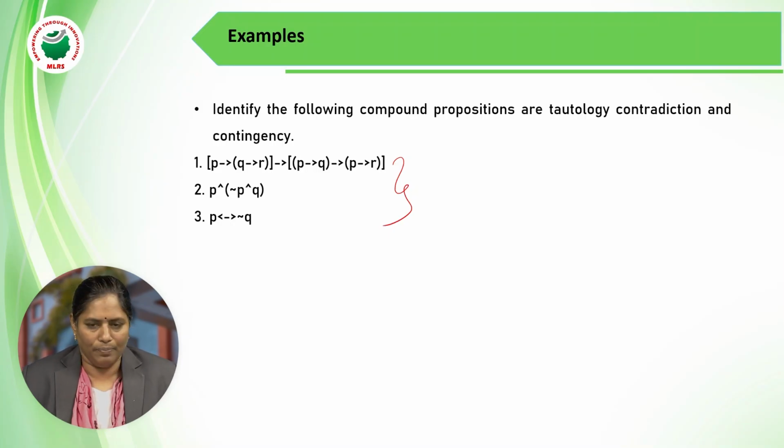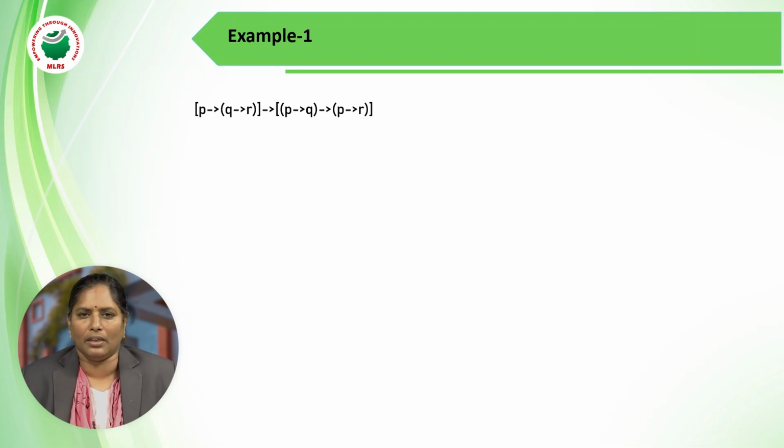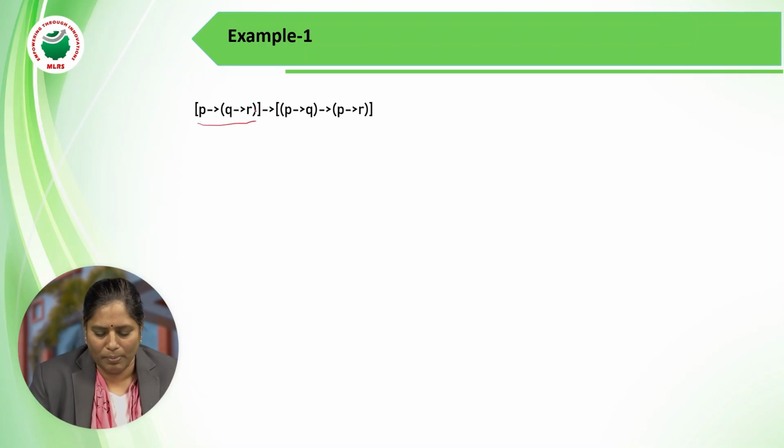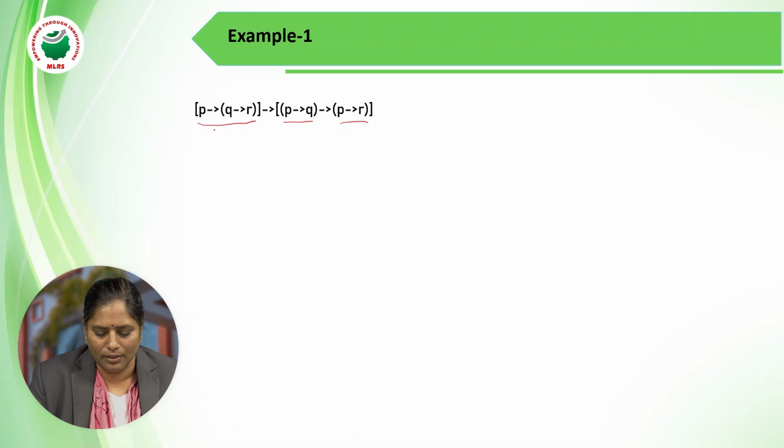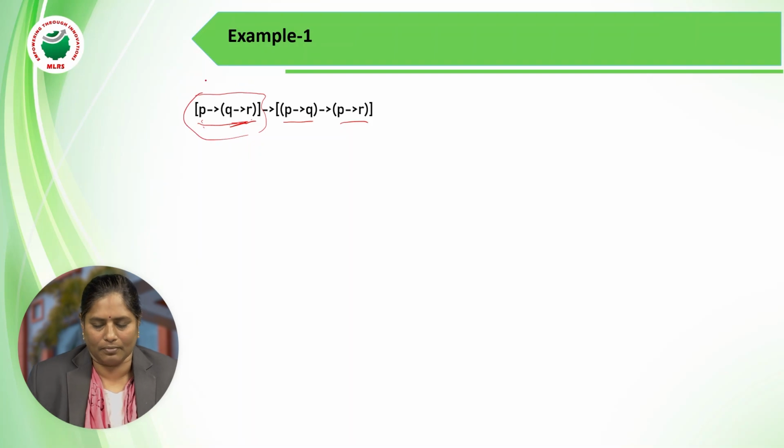See the example. First example is P implies (Q implies R), implies ((P implies Q) implies (P implies R)). First check whether the given statement is a well-formed formula or not. Now check the condition. We have to apply implication on Q implies R. First statement is P implies (Q implies R). So first we have to identify the brackets.